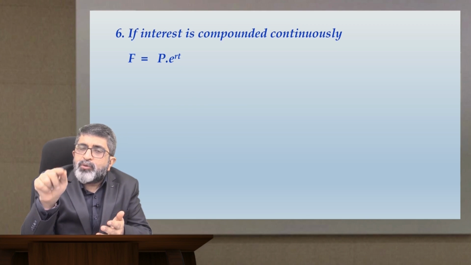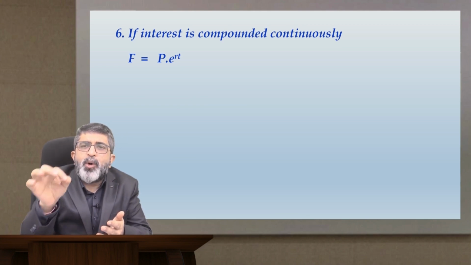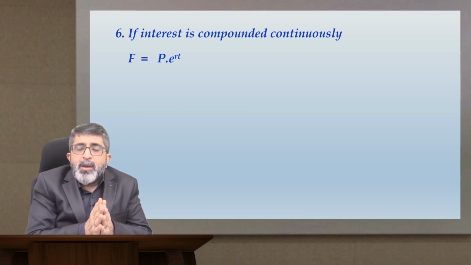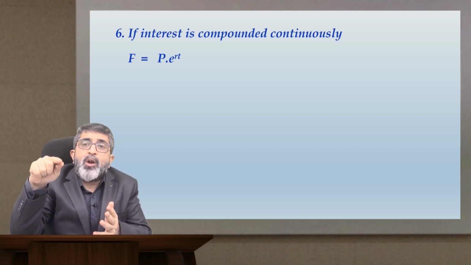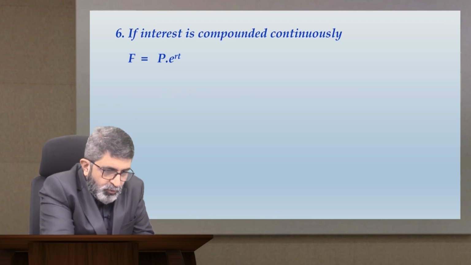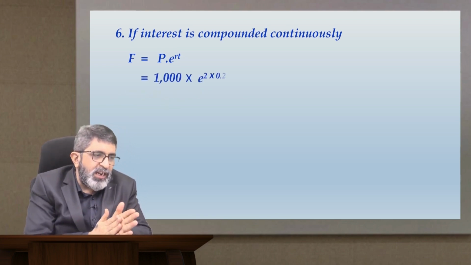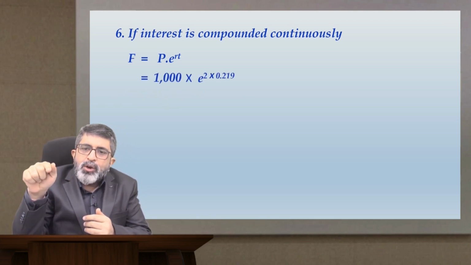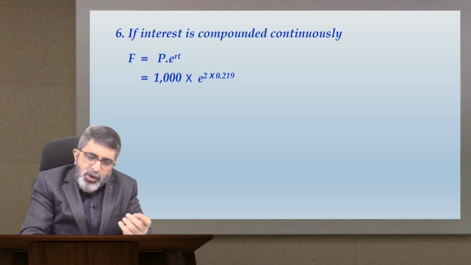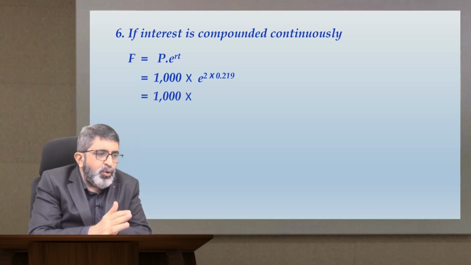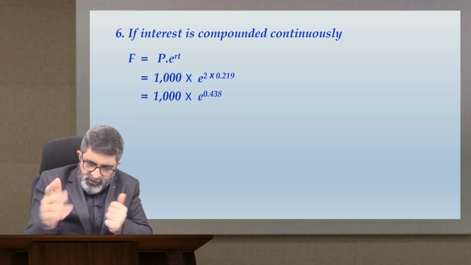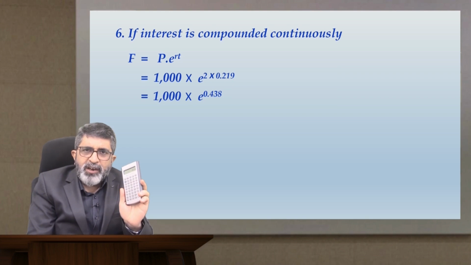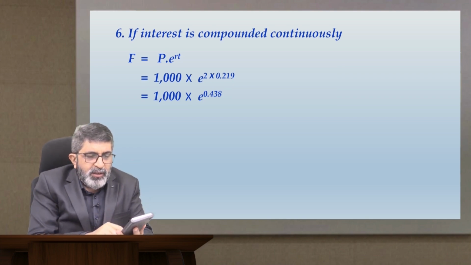R will be 21.9%, that is 0.219. But this 0.219 multiplied by 2 becomes the power of e. So what you need to do is 1000 into e to the power 2 into 0.219. So 2 into 0.219 will become 0.438. Pick your calculator, I'll explain you how to do that.